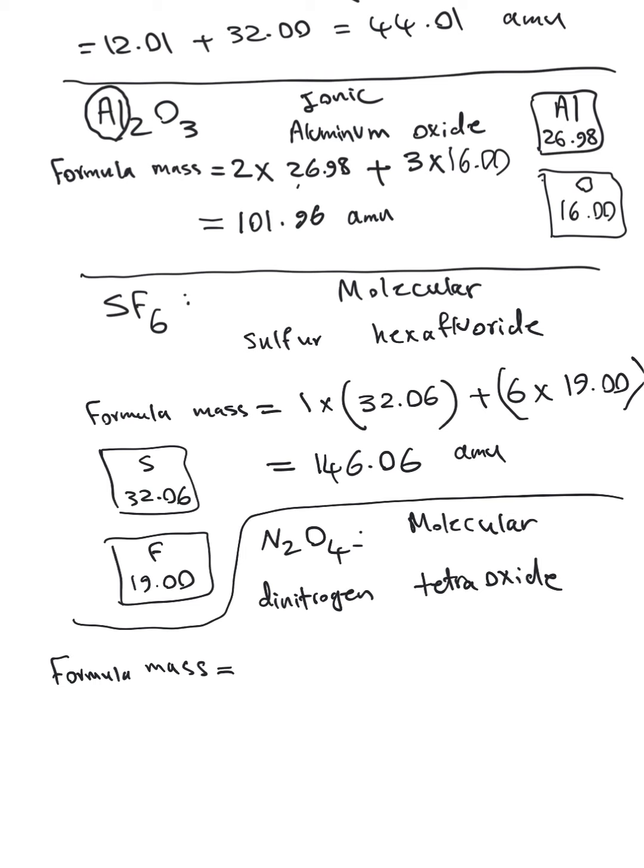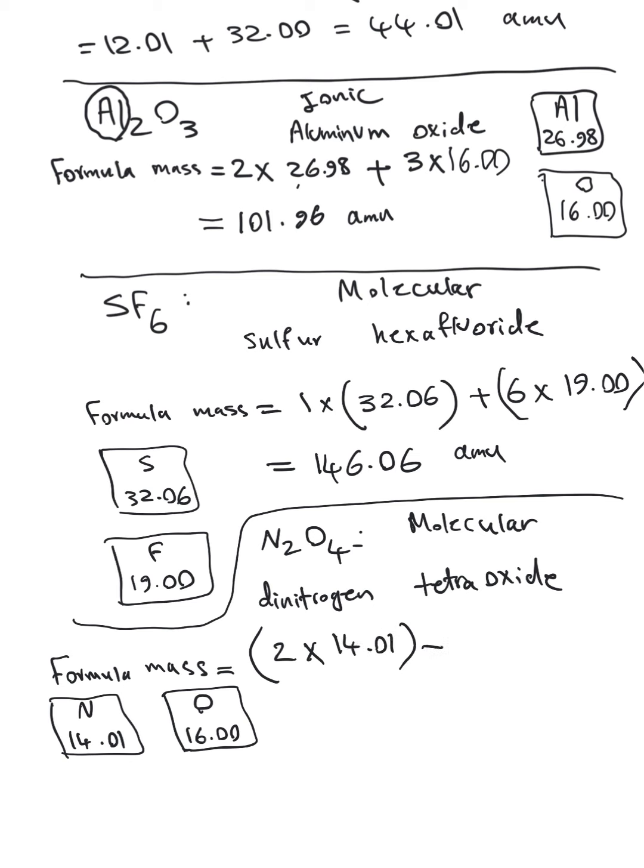So to calculate the formula mass, again, we say how many nitrogen atoms do we have? 2. Multiply, and then again you go to your periodic table, you have nitrogen, oxygen. Nitrogen is 14.01, oxygen is 16.00. So 2 of nitrogen plus how many oxygen? Exactly. 4 multiplied by 16. And when you do the math, it would be 92 atomic mass unit. Any questions about this?